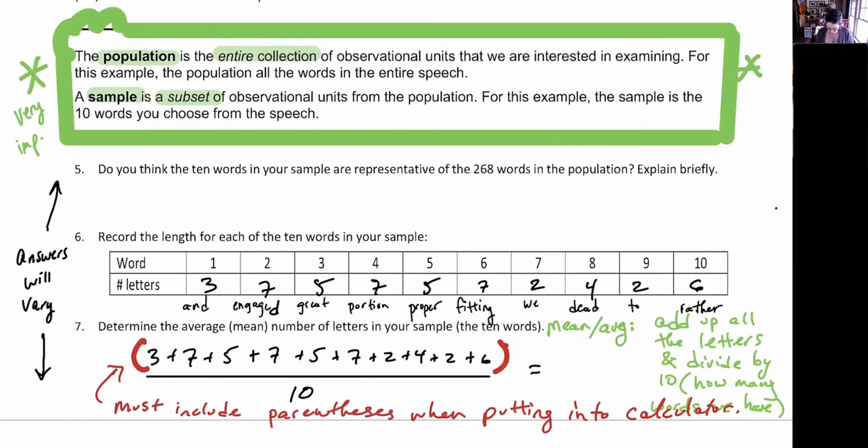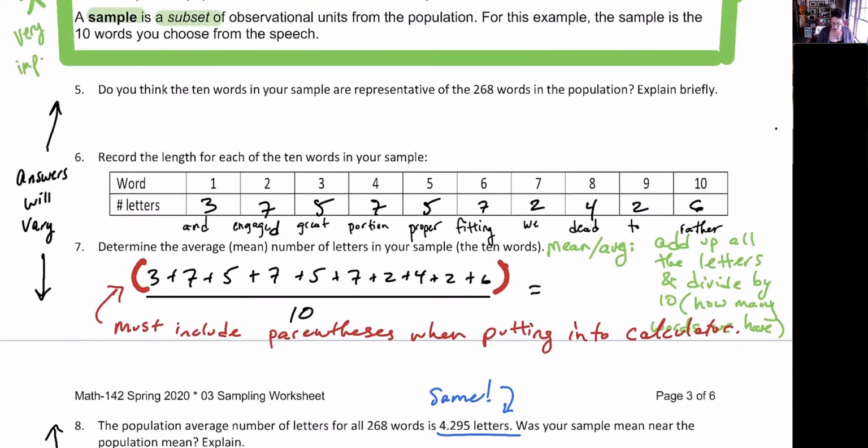Okay, so those are my words. And I want to make sure there's something important happening with your calculator. Hopefully you all have a graphing calculator now. Okay, and when you put these in your calculator, we need to put parentheses around the top numbers if we want to put this all in at once. I personally am fond of adding up all the top numbers first. On your calculator, put parentheses, and I'll show you, I've got an online graphing calculator.